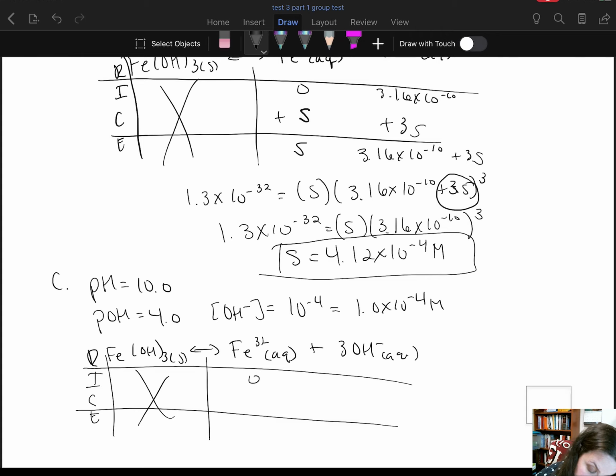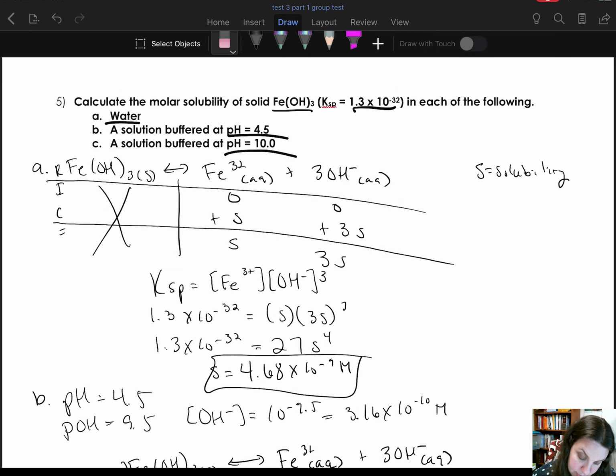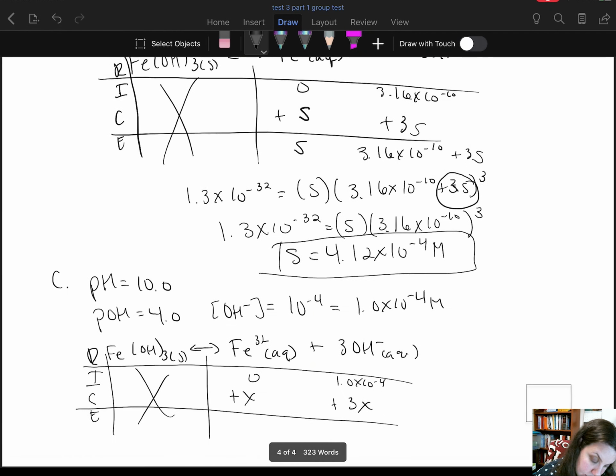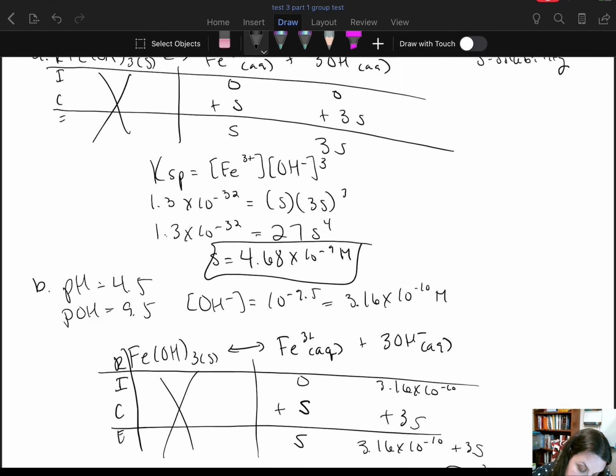So our pH is equal to 10.0, giving us a pOH equal to 4, and a hydroxide concentration equal to 10 to the negative 4, which is 1.0 times 10 to the negative 4 molar. We're going to set up our equation and we get our RICE table. Zero, and then 1.0 times 10 to the negative 4 plus x plus 3x gives us S, and then 1.0 times 10 to the negative 4 plus 3S. We'll then put this into our equilibrium expression.